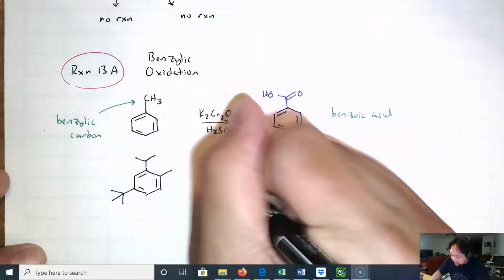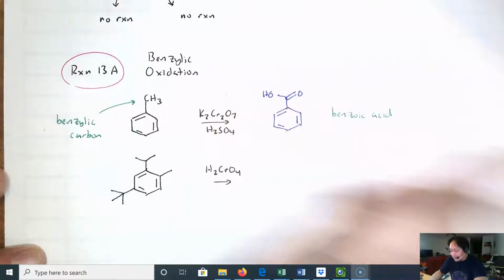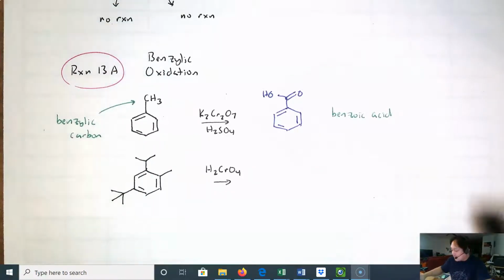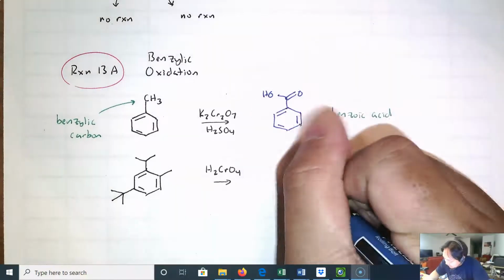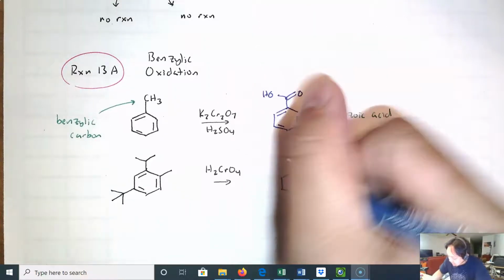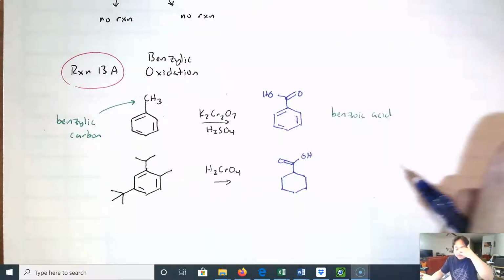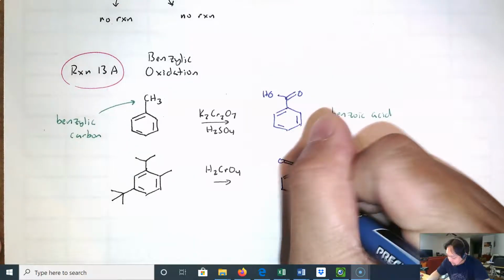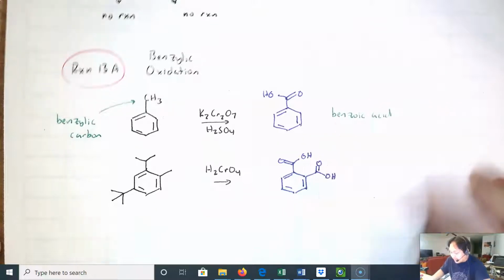We could use chromic acid, H2CrO4, instead of using the combination of potassium dichromate and sulfuric acid. But look at the product we get. And let's see if we could come up with some generalizations as to how to deal with other benzene rings that have alkyl groups on them. Already, you might notice something a little bit odd.